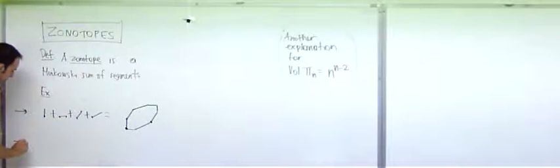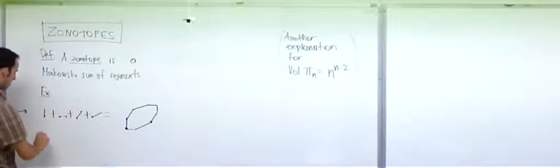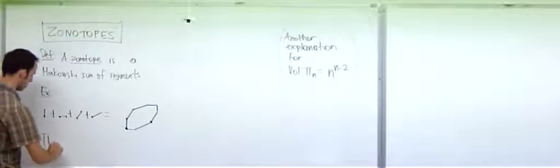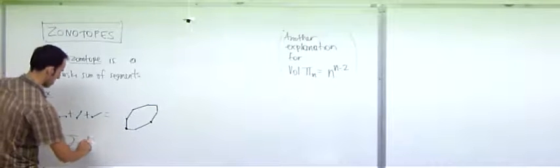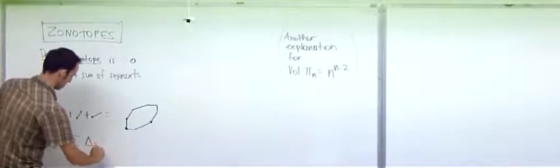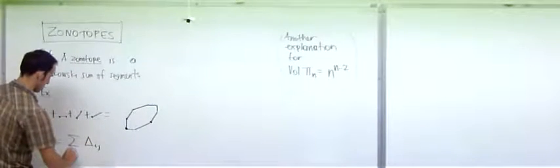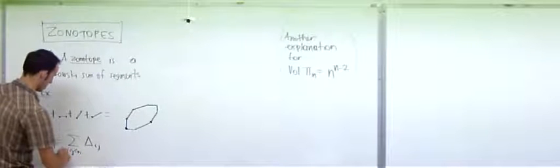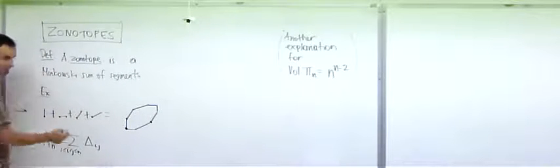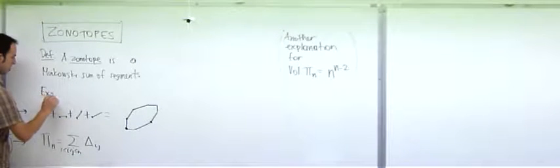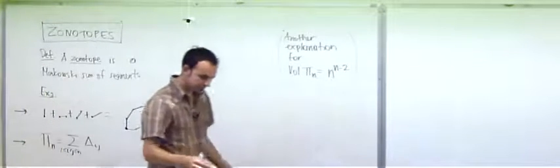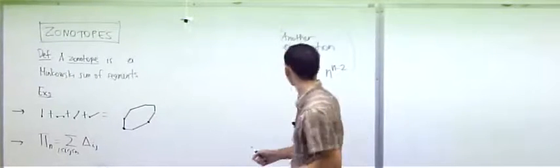And another example is the permutahedron, which we proved was the Minkowski sum of the segments delta ij for all i and j between 1 and n. Okay? And delta ij was just the segment joining the unit vector ei and the unit vector ej. Okay? So those are some examples of zonotopes.